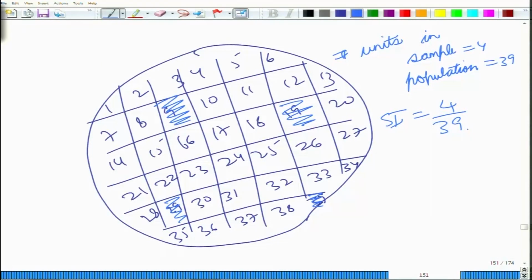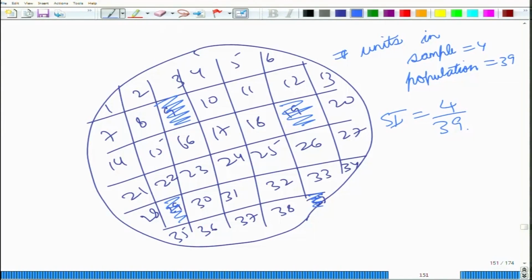Now, the more and more subunits that we take into our sample, the more is the sampling intensity, and if we take all the subunits that are there in our sampling frame as part of the sample, then you have a sampling intensity of 100%, in which case your sample turns into a census.